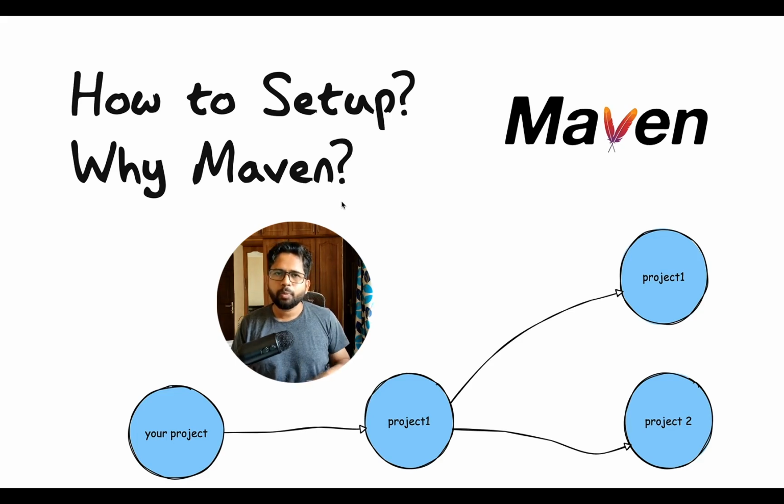In this video, we are going to talk about Maven. What exactly is Maven? Maven is a dependency management tool which is used by Java-based projects. So in this video, we are going to talk about how to set up Maven and why exactly this particular thing is needed. Why can't we work without it?